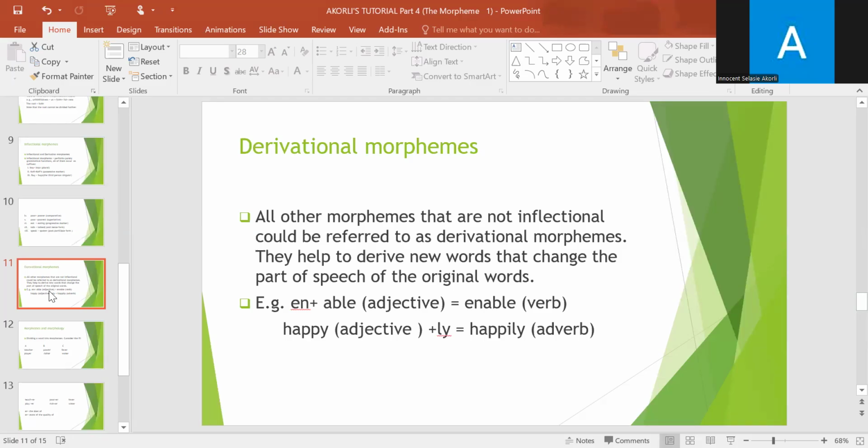I do not think that the examiner will be asking you to name derivational morpheme or inflectional morpheme. I don't think so. What you are going to see in examination, I will talk about it briefly. In any case, you need to know what are derivational morphemes and inflectional morphemes.